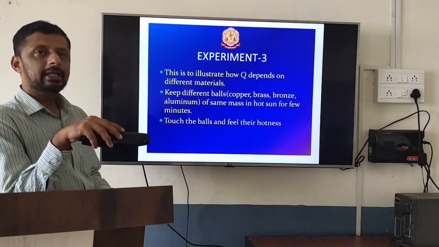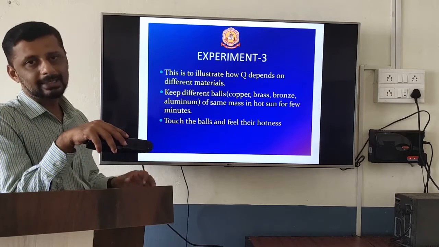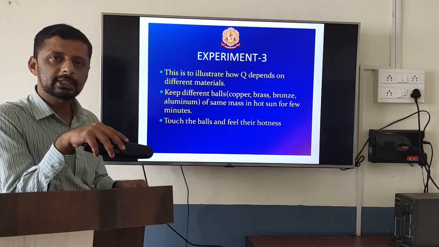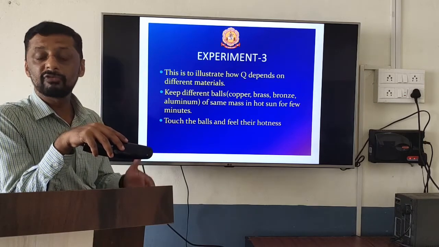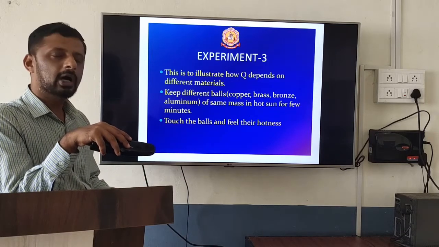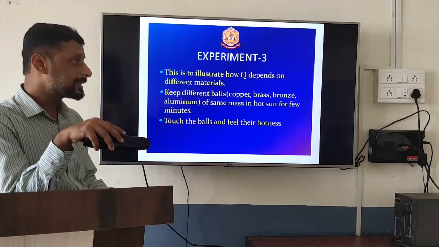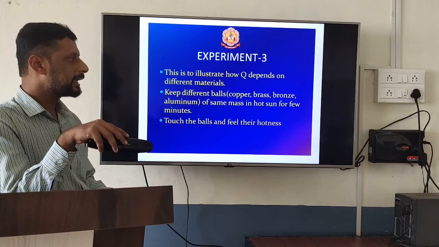Next, another experiment, the third experiment. This is to illustrate how the Q value depends upon different materials. As I said earlier, the Q value depends upon the nature of the material. Its value is different for different materials. So keep 4 different balls. One is made of copper, another of brass, bronze, as well as aluminium. They have the same mass and they are heated to the same extent.